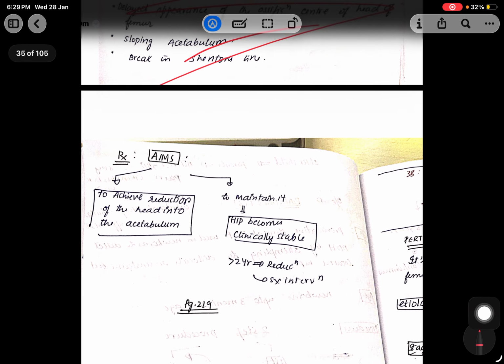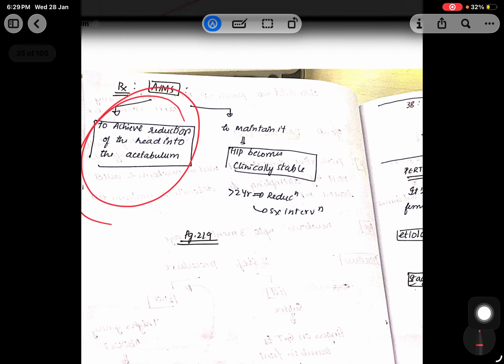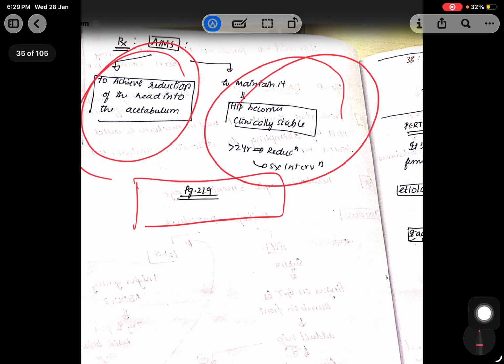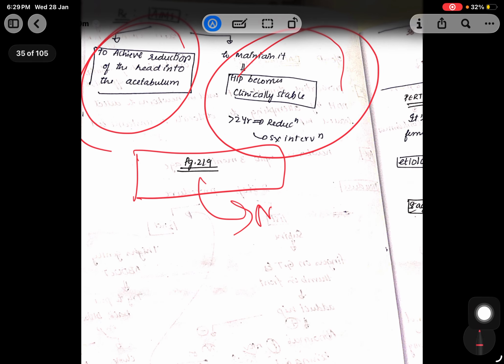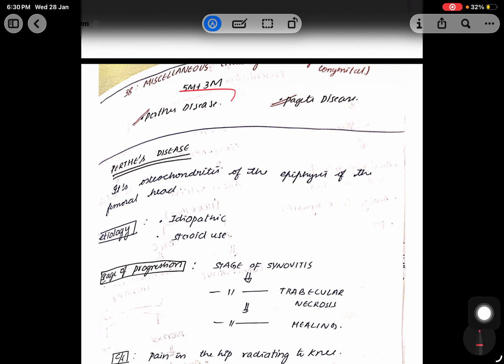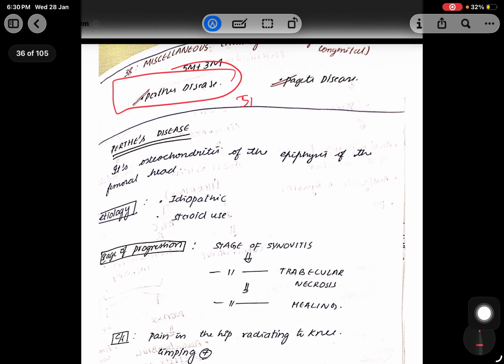Again, the same thing. Treatment aim is to achieve reduction and to maintain it so that you provide clinical stability. For extra management, if you want to know, you can refer to page number 219 of my notes. Nothing less. Then the miscellaneous conditions, the major thing is Perthes disease. Though it's not being asked, it's an important 5-marker or 3-marker.